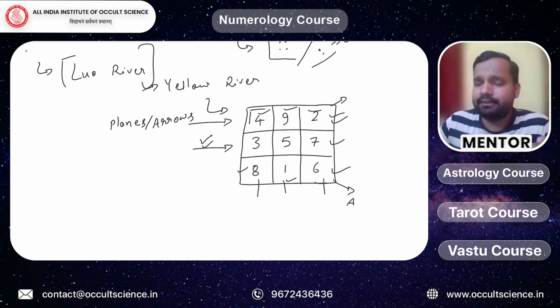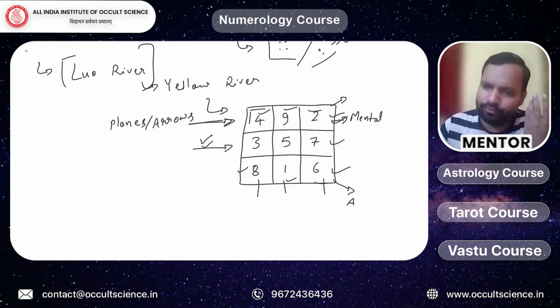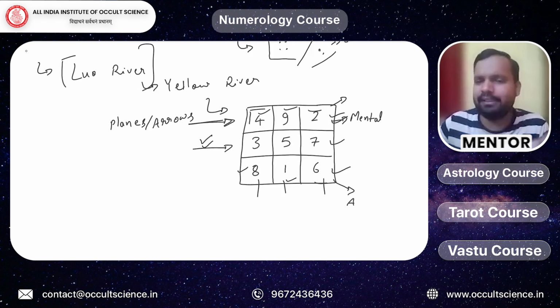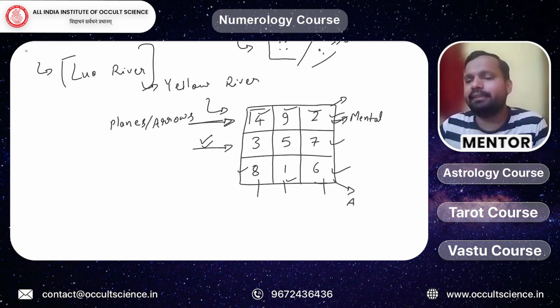Now further, each and every plane or arrow is given a name also. What is this name? For example, this 492, this particular set of grids, is given the name of mental plane or mental arrow. So I'm just writing mental. Something that has to do with our brain, our mind, our memory, and many other activities. The explanation will come in a later phase. So it is called mental plane.